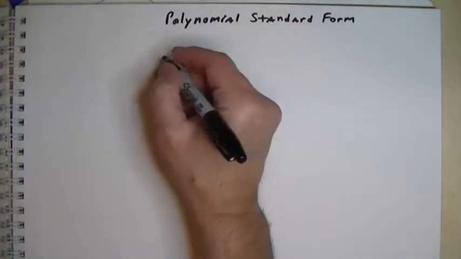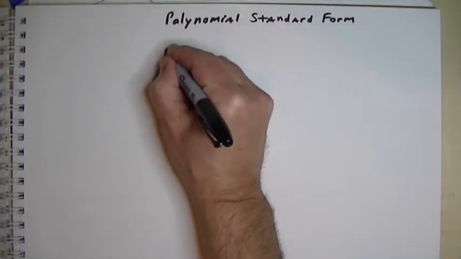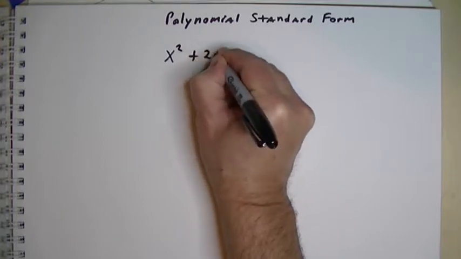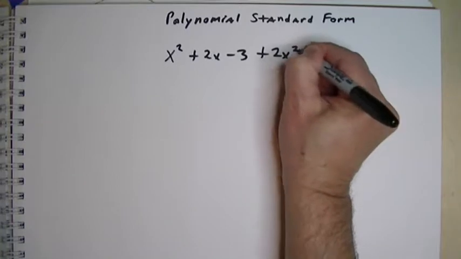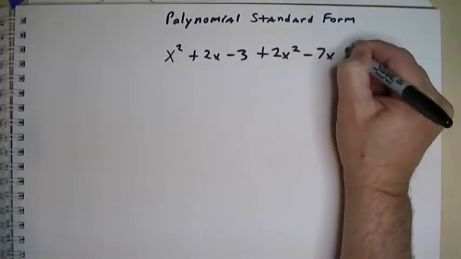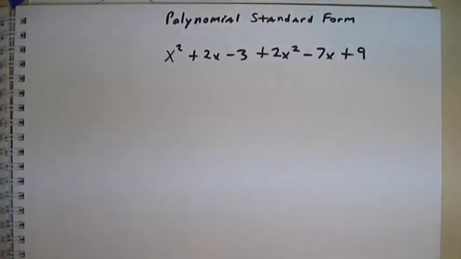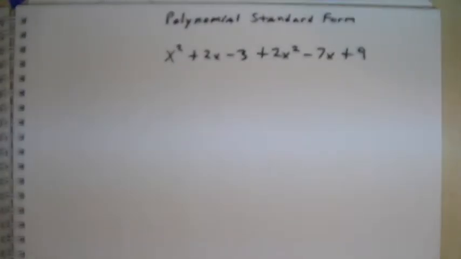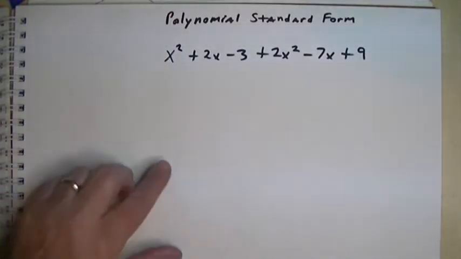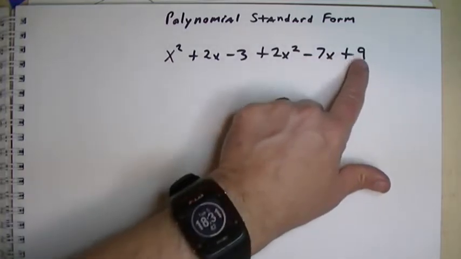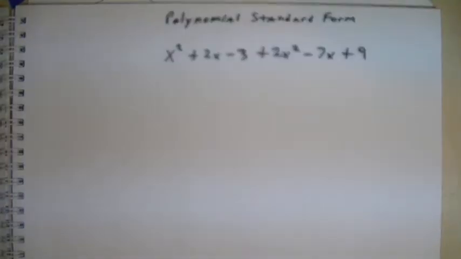So let's write down an example. Okay. Now, you might initially look at this and go, hey, I've got a second degree polynomial. That's the highest degree. And I got 1, 2, 3, 4, 5, 6 terms. So it's a 6-term second degree polynomial. And that's just not right.